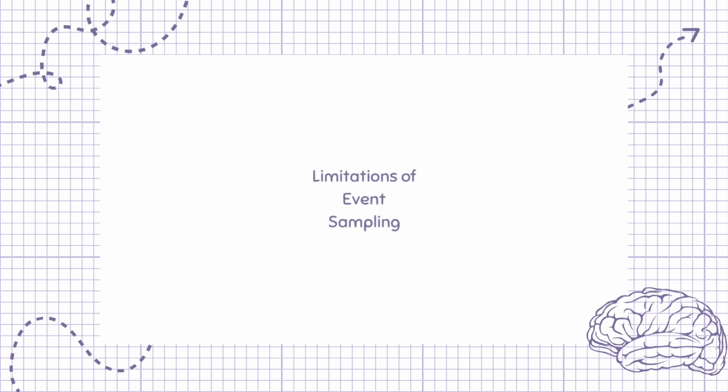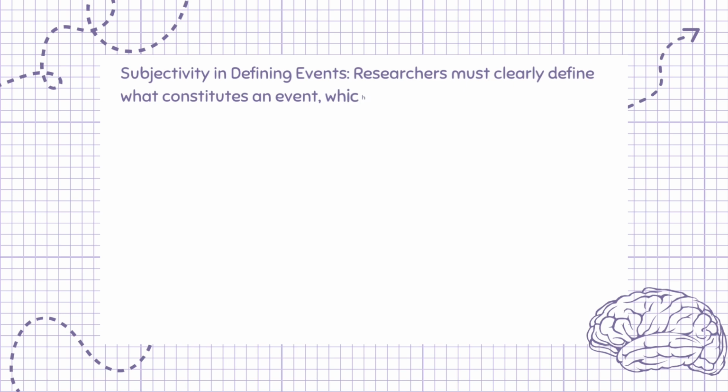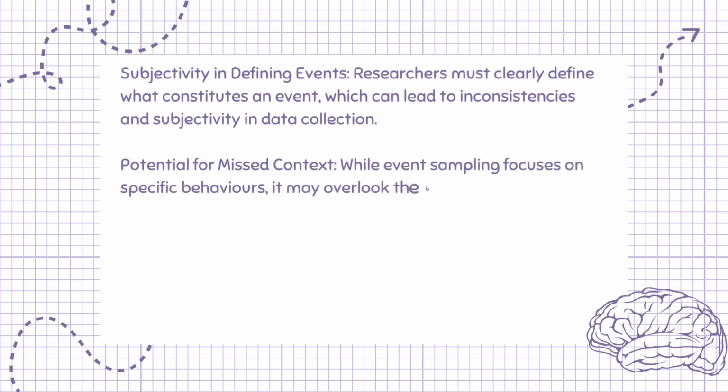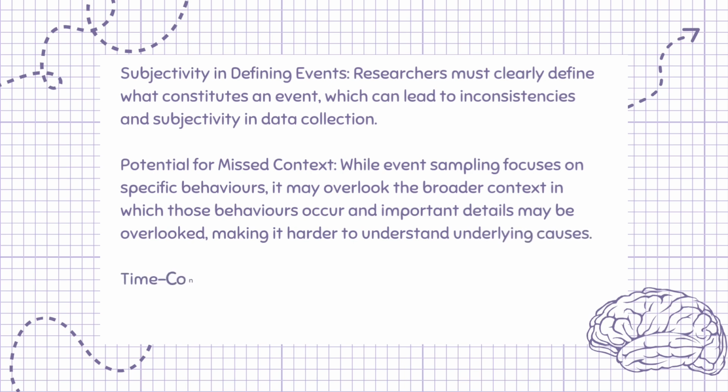Limitations of event sampling. Subjectivity in defining events. Researchers must clearly define what constitutes an event, which can lead to inconsistencies and subjectivity in data collection. Potential for missed context. While event sampling focuses on specific behaviors, it may overlook the broader context in which those behaviors occur, and important details may be overlooked, making it harder to understand underlying causes.